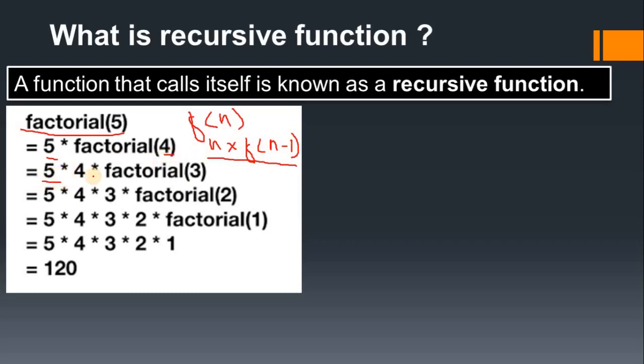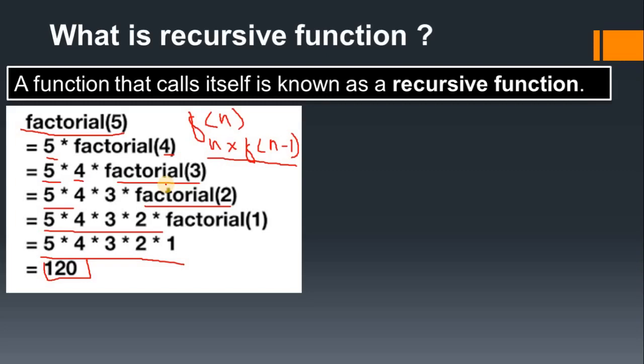Then in the next pass it will become 5 into 4 into factorial of 3, and this function will call itself again. In the next pass it will become 5 into 4 into 3 into factorial of 2. Then again it will call itself. It will continue till we get 1, so that our complete answer will be 120. Right now maybe you are getting some confusion, but all the confusion will be sorted out when we do the actual coding in PyCharm.